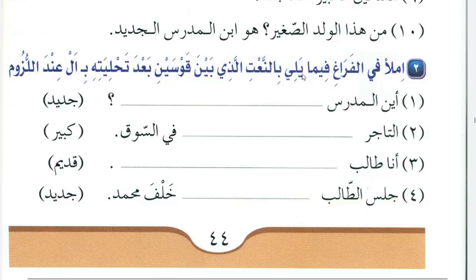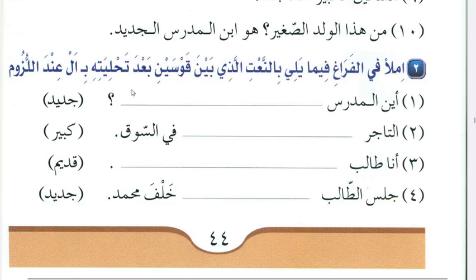Imla'il faraghi fima yali binnati allazi bayna kawsaini ba'da tahliyatihi bi al indal luzum. Fill in the blanks which are below with appropriate adjective which is in the two brackets after adding to it, or after joining to it, the al where necessary. So he is asking you to add al if it is marifa.